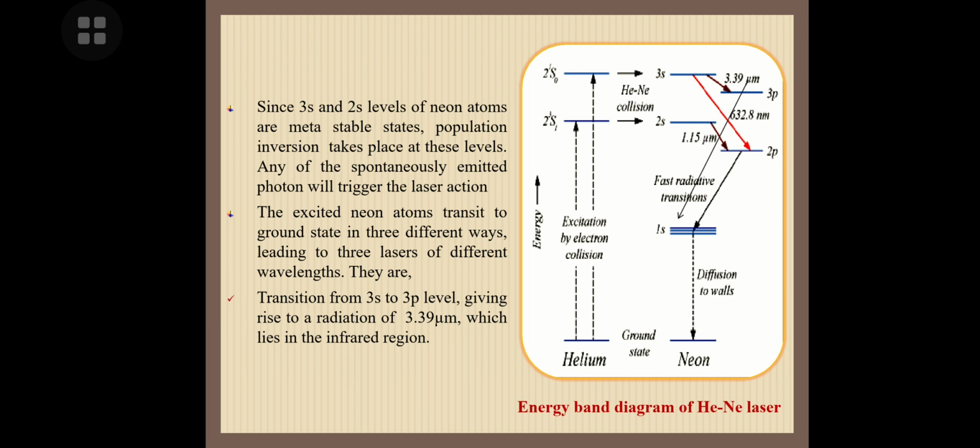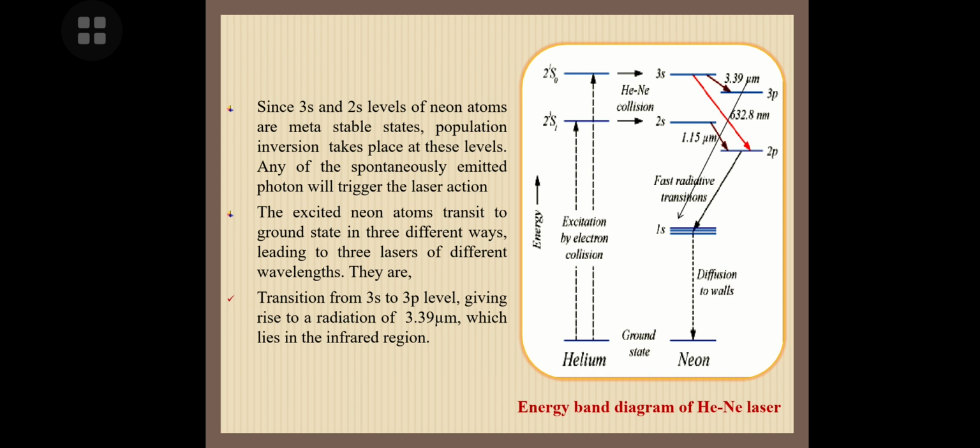Here there is a population inversion between 3s and 3p, 3s and 2p, and 2s and 2p. We have two metastable states, one is 3s and one is 2s. The first condition is the population inversion between 3s and 3p. In this condition, we are getting the light of 3.39 micrometers.